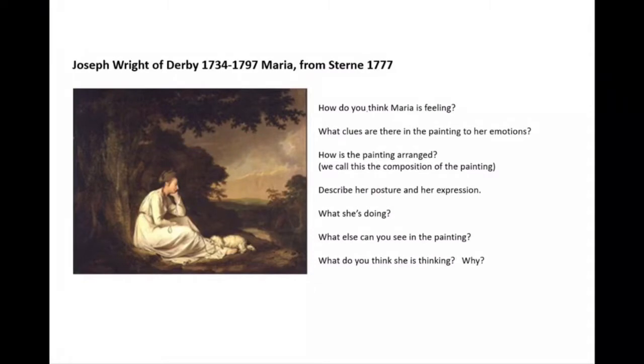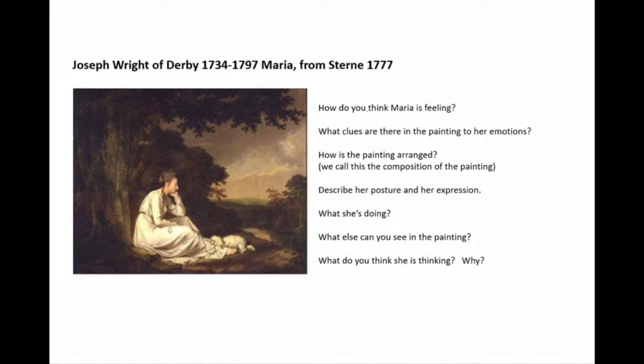This first painting is by Joseph Wright of Derby. He lived and painted around 250 years ago, and the portrait is titled Maria from Sterne. It was painted in 1777. Joseph Wright is one of the most highly thought of 18th century British portrait painters. The lady in this painting is called Maria, and she's a character from a fictional novel called A Sentimental Journey Through France and Italy that was written at the time the painting was painted.